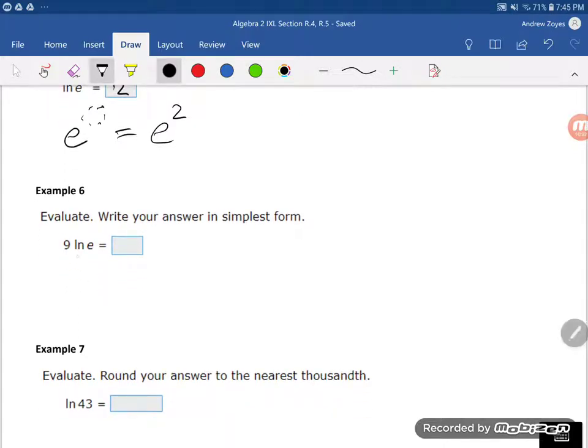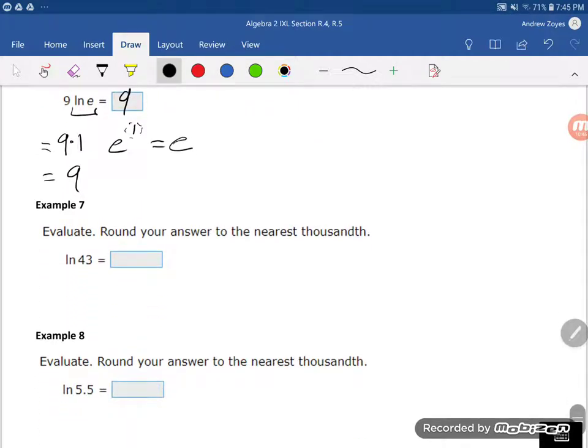Okay, same deal. So we have 9 ln of e. Remember, with ln, we're going to first calculate the logarithm, going by order of operations. Ln has a base of e, so we need to raise e to some power in order to get to this e right there, what it's being taken of. So again, not too hard. We're going to see that that power is 1. So ln of e just calculates to 1. And then our 9 can come on down, and we get 9 times 1, which is just going to equal 9.